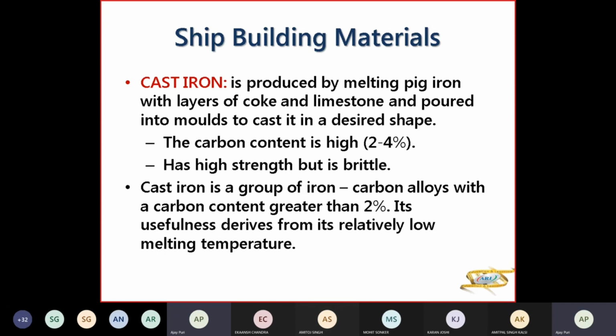The carbon content is high, but not as high as pig iron. It is 2 to 4%. The strength is high, but because the carbon content is more, it becomes brittle. Cast iron is a group of iron-carbon alloys with carbon content greater than 2%. But the usefulness is that the melting temperature here is low.